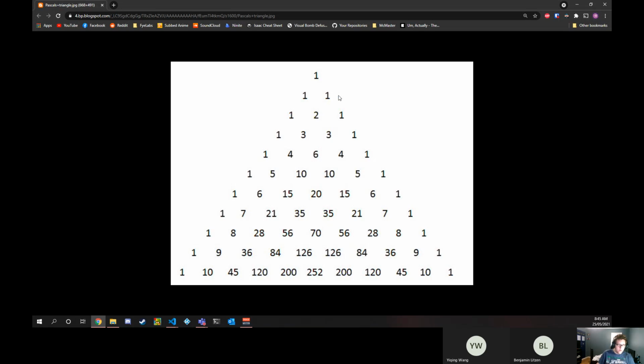2 is the sum of 1 plus 1, 1 on the end. 3 is the sum of 1 plus 2. 3 is the sum of 2 plus 1, 1 on the end. 4 is the sum of 1 plus 3. 6 is the sum of 3 plus 3. 4 is the sum of 3 plus 1, 1 on the end. 5 is the sum of 1 plus 4, 10 is the sum of 4 plus 6, 10 is the sum of 6 plus 4, 5 is the sum of 4 plus 1, 1 on the end, etc., etc.